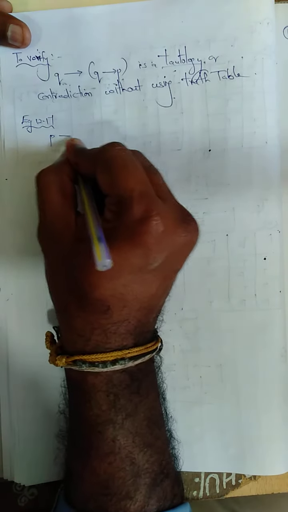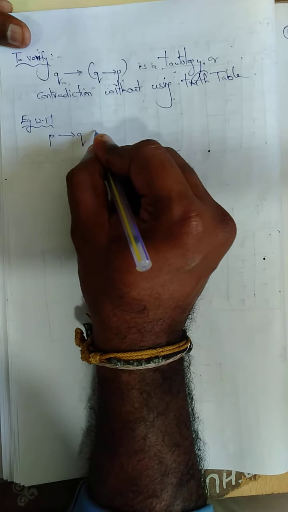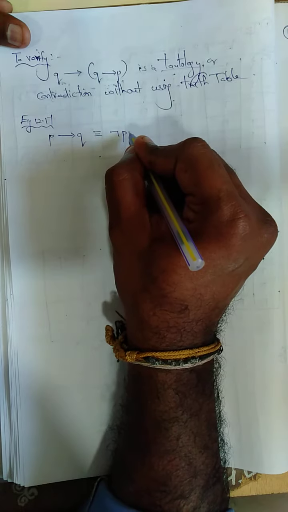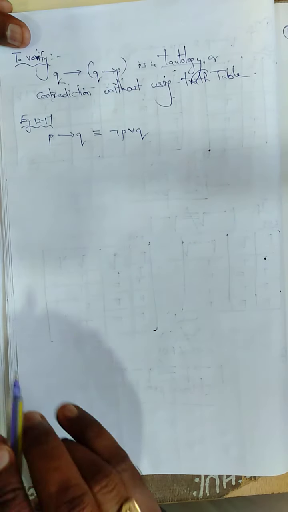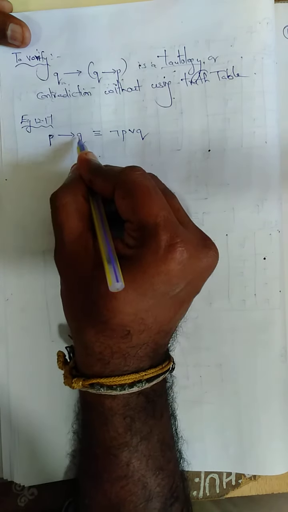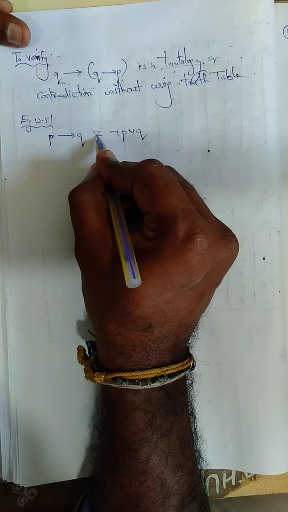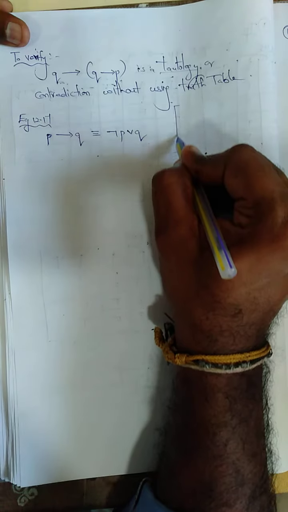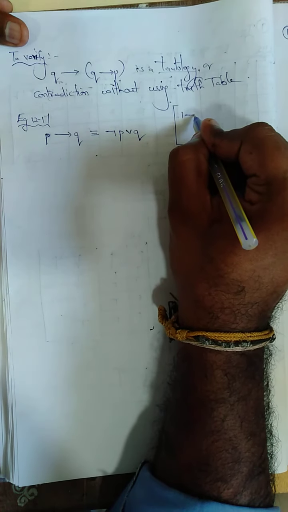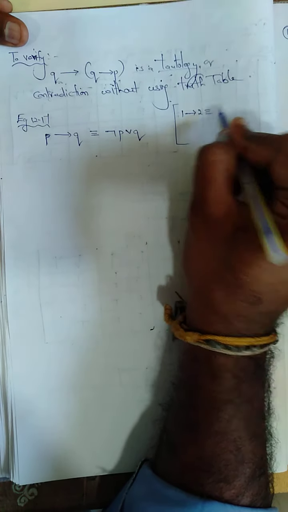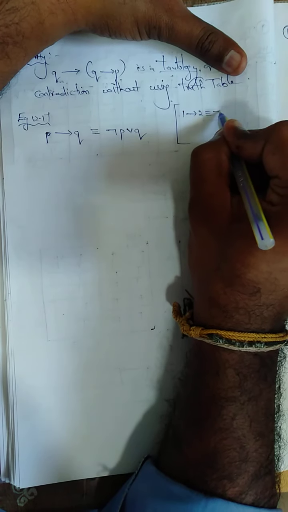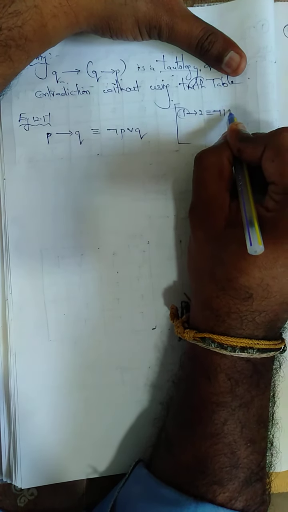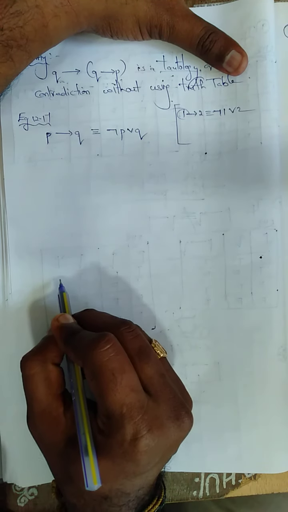Therefore, P conditional Q is equivalent to negation of P or Q. This is very, very important. This is P, this is Q, which is equivalent to negation of P or Q. For example, if I take 1 conditional 2, how can I write it? Negation of 1, next or 2. Like this we need to write.